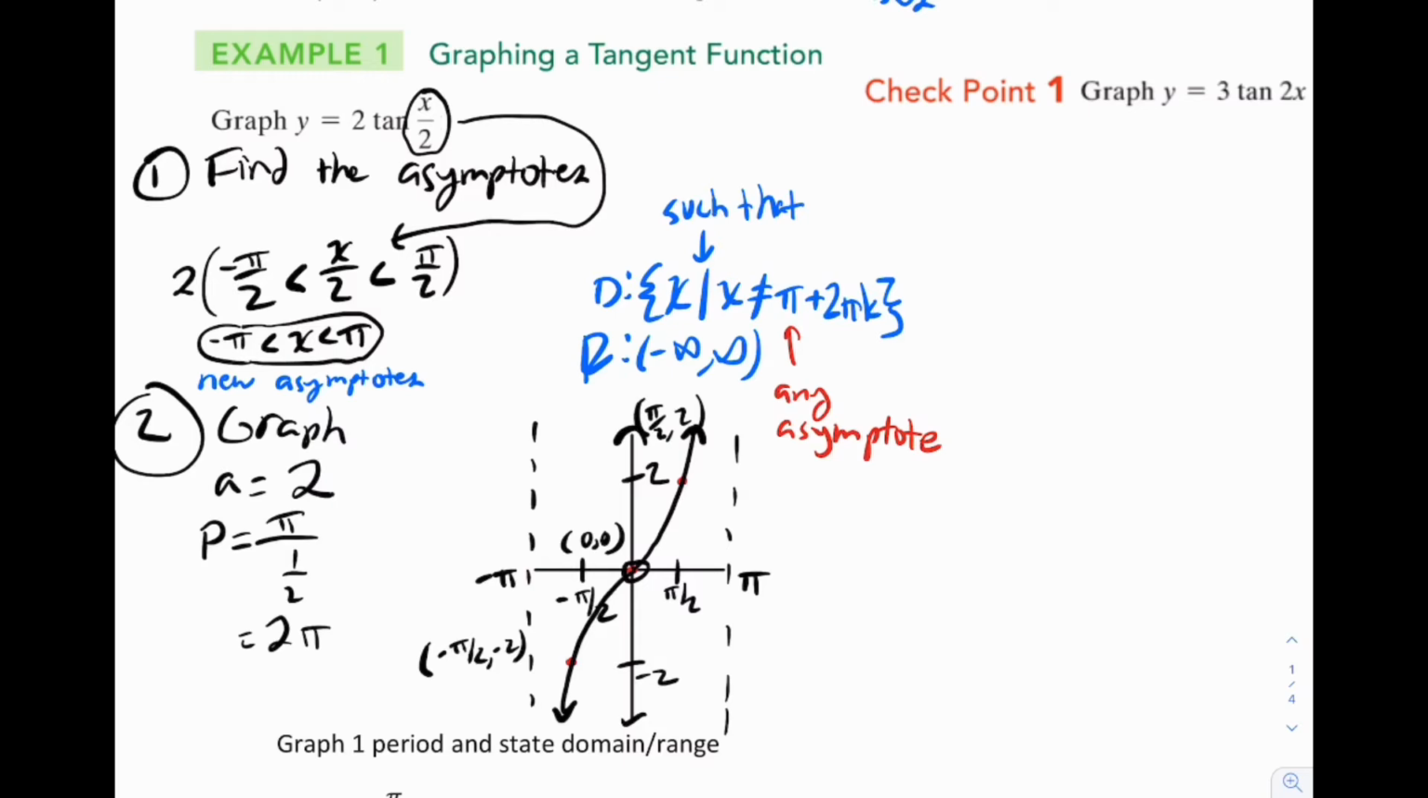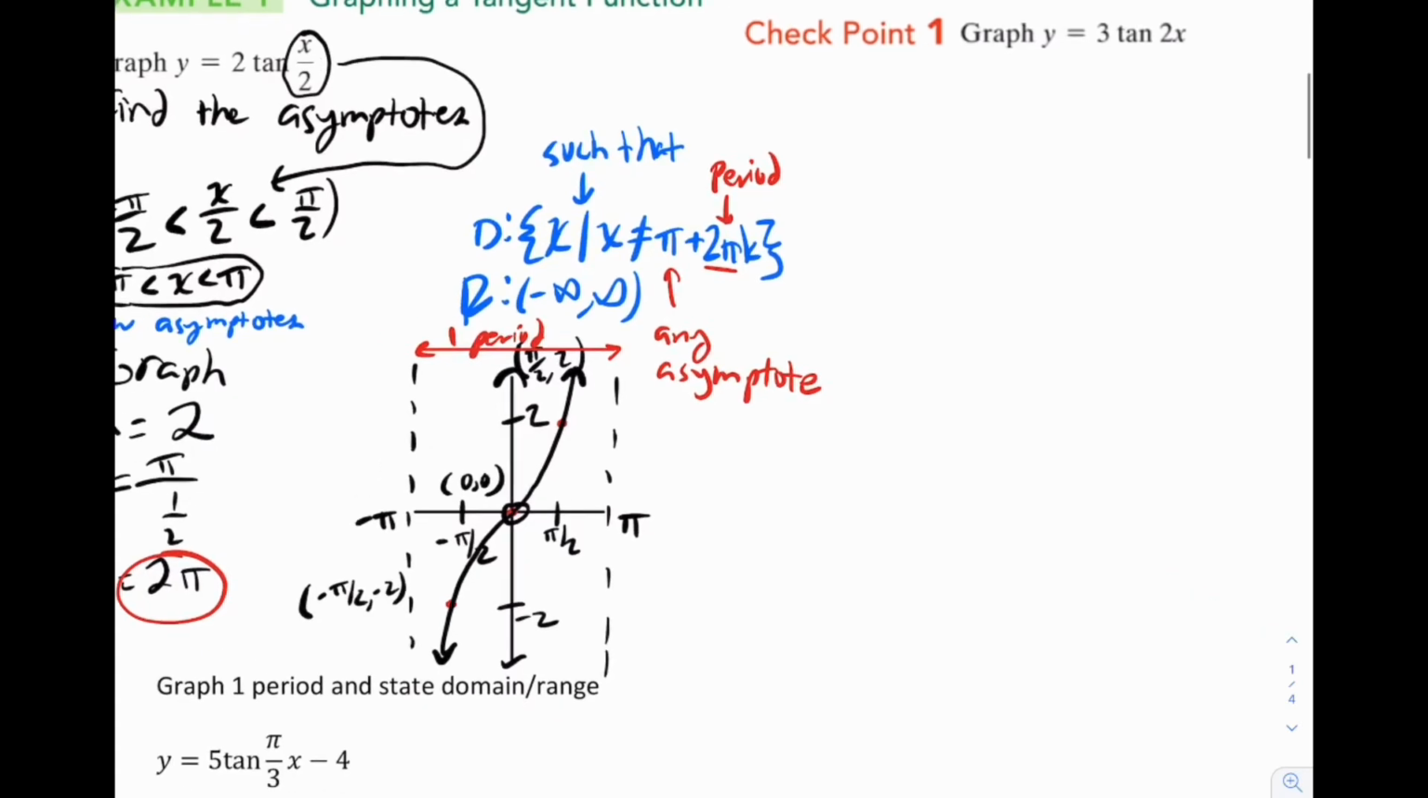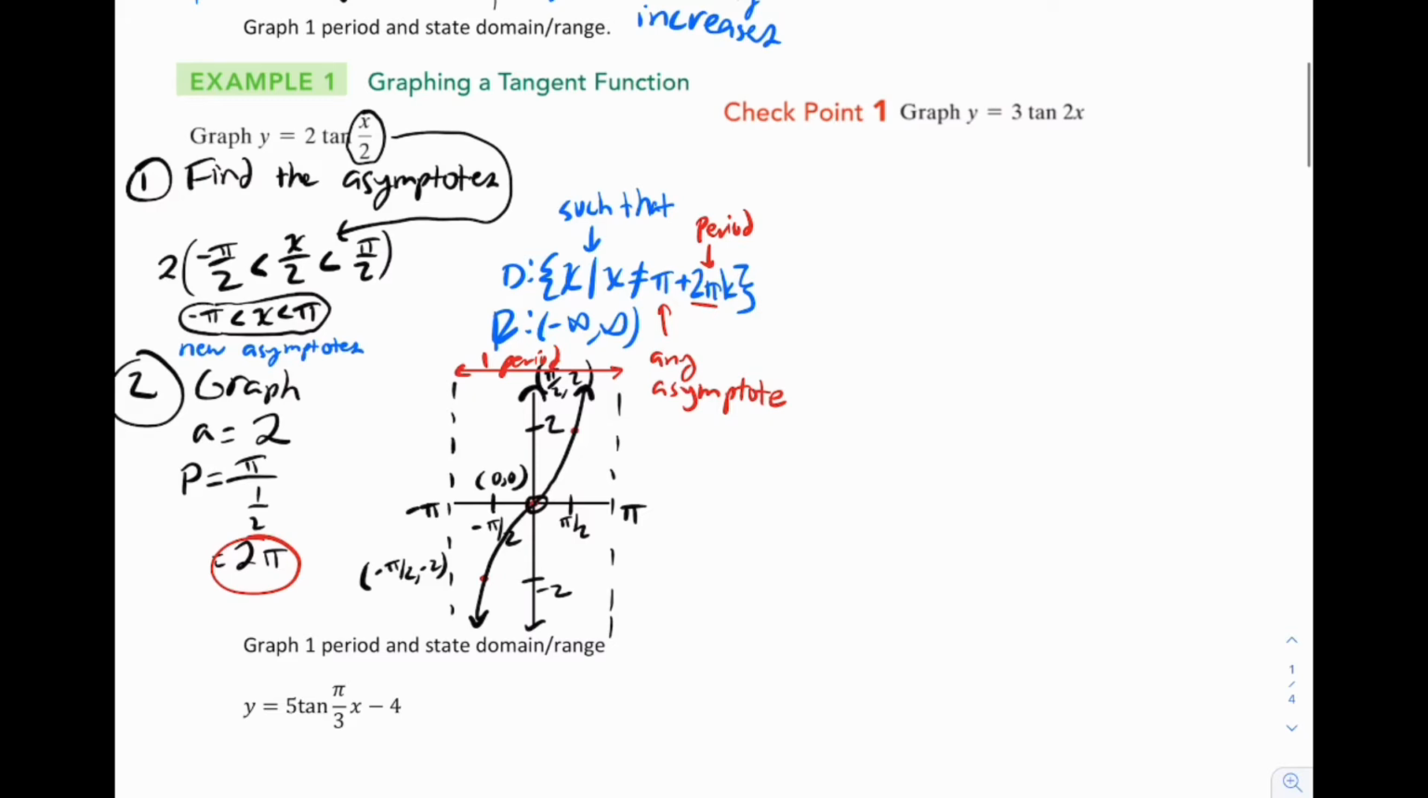And notice this value right here, we found that earlier, that's the period. And that's because that's the distance from here to here. That's one period. So we're saying the domain of this function is everything except for all these asymptotes, pi plus 2 pi k. And there we go. First example is done.